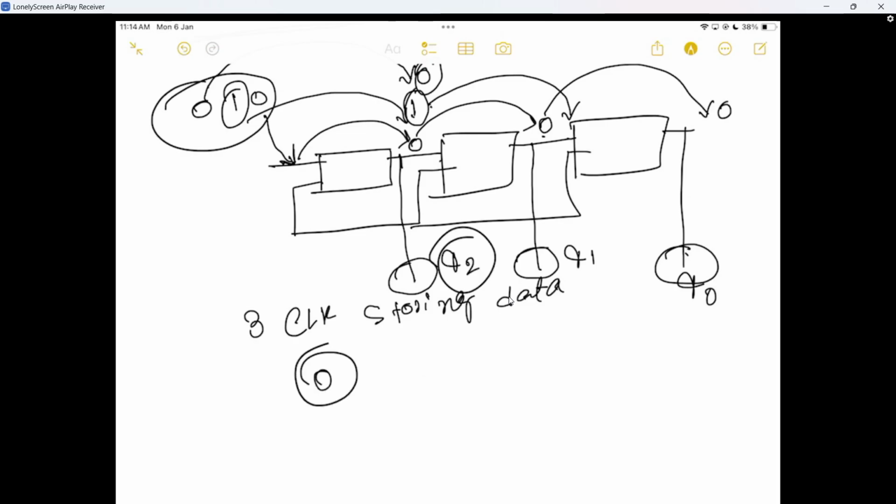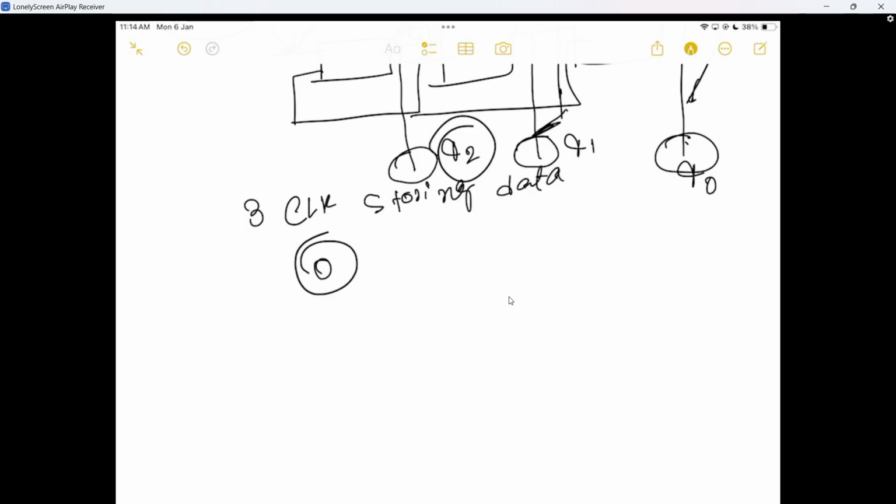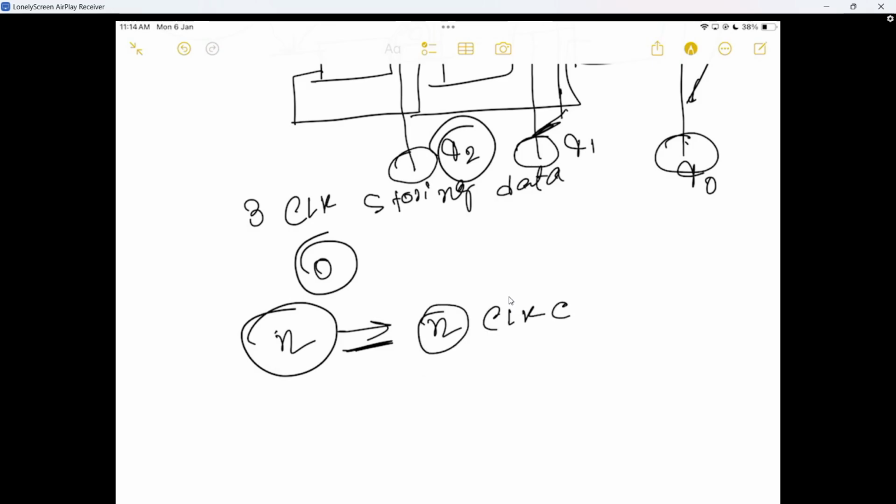zero cycles are required because the data will already be present here. You can see that this zero is already present, this one is already present at this position, and this zero is already present. So the total clock for storing and retrieving the data is n. N for n flip-flops: if you want to store n bits, then n flip-flops are required, and for n flip-flops, n clock cycles are required.